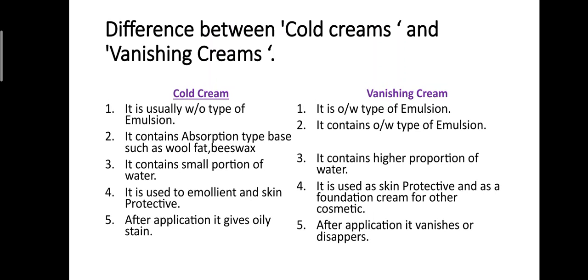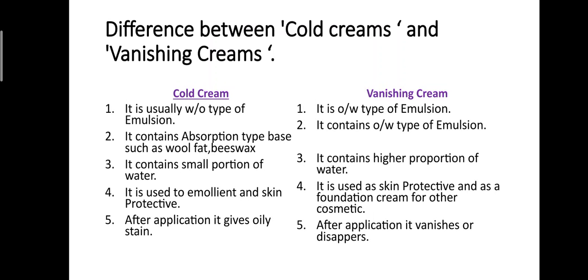Difference between cold creams and vanishing creams. These are important questions asked in exams. First point, cold cream is usually a water in oil type of emulsion, and vanishing cream is an oil in water type of emulsion. In cold cream, it contains absorption type base such as wool fat and beeswax. Vanishing cream contains the same. Third point, cold cream contains a small portion of water. Vanishing cream contains a higher portion of water.